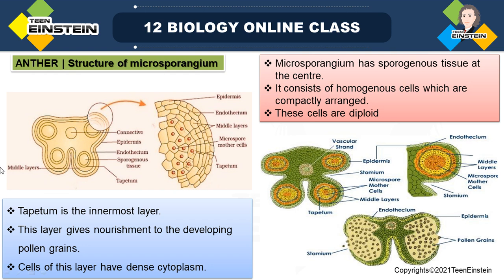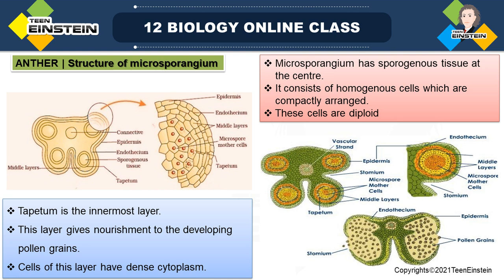And tapetum is the innermost layer. Here you can see, next to the middle layers, the tapetal cells, and this is the layer which gives nourishment to the developing pollen grains. That is the function of tapetum. The cells of the tapetal layer have dense cytoplasm and more than one nucleus, and their function is providing nutrition to the developing pollen grains.